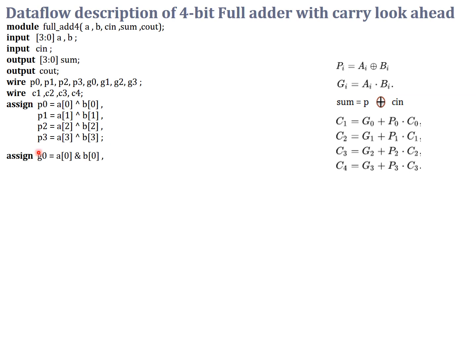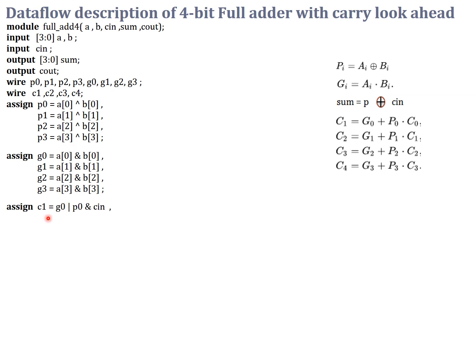Similarly, we can find the generate signal, which is A and B for each stage. Since we have declared A and B as vectors, every bit should be represented as A of 0, A of 1, A of 2 and A of 3. So generate is basically the AND of all these cases. Then we can find out the carry signal.